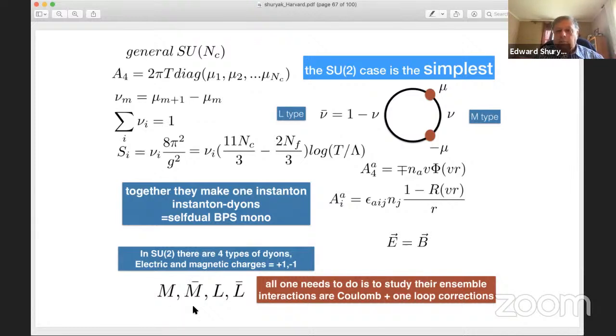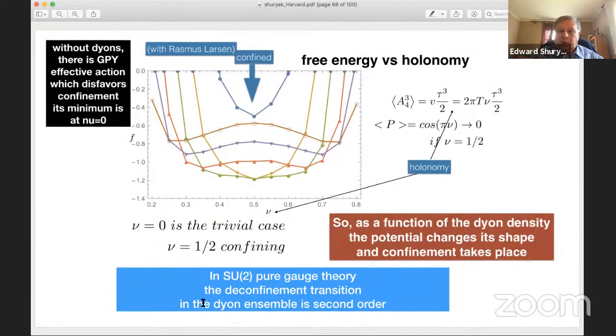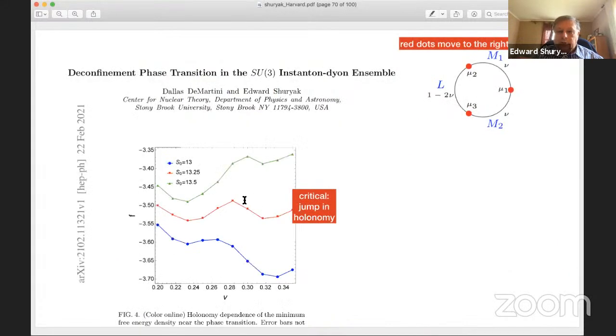So it is kind of a double plasma of this object interacting in this way. One can solve statistical mechanics of it and see what happens. So this is free energy as a function of this nu. And what you see here is that at small density, which is this brown curve, the minimum is here, and then it moves smoothly to 1/2. And after 1/2, it stays at 1/2. So in other words, it's a second order transition.